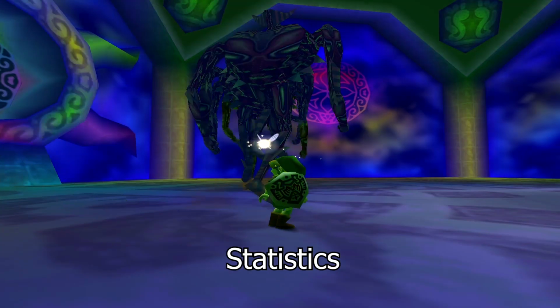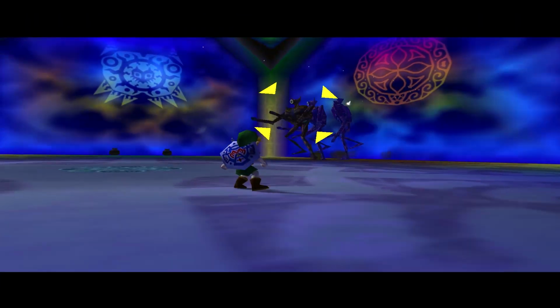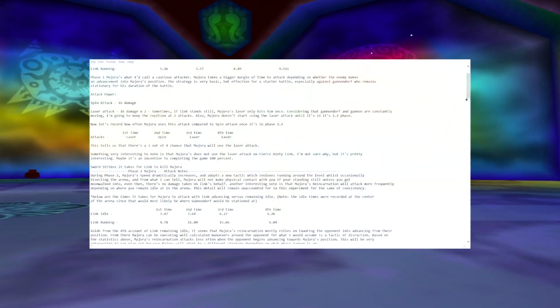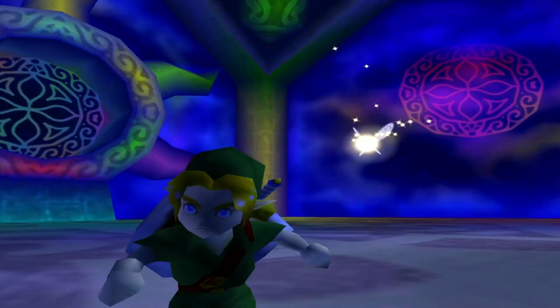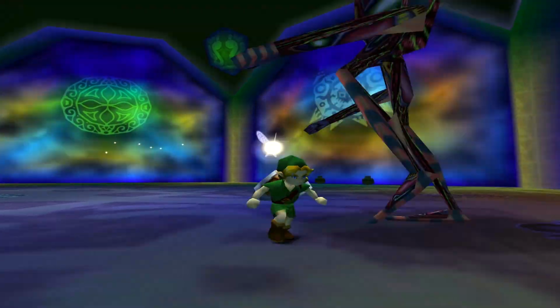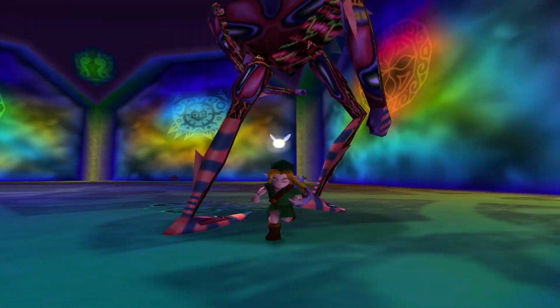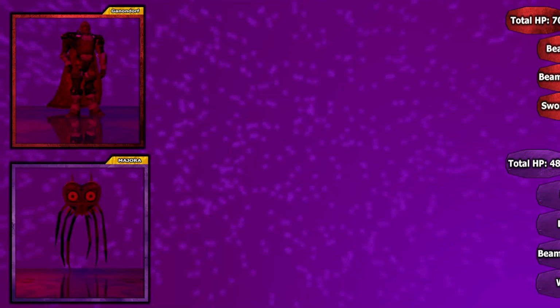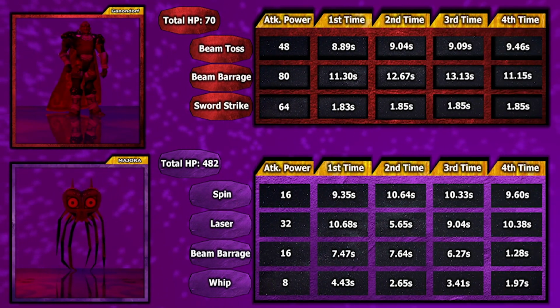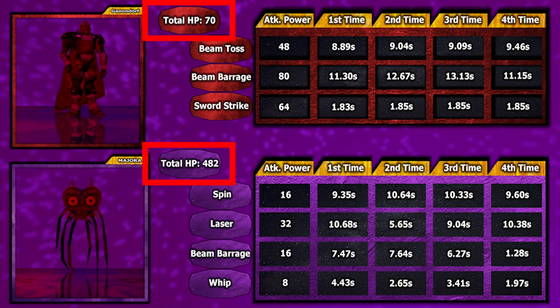So I spent a week analyzing codes and attack data for both boss battles, and I've basically analyzed their values of their health, their attack power, and attack times. I ended up finding some pretty interesting strengths and weaknesses between the two opponents. I'm gonna simplify all this in the quickest way possible. Here are the overall stats between Majora and Ganon. The health difference is insane.